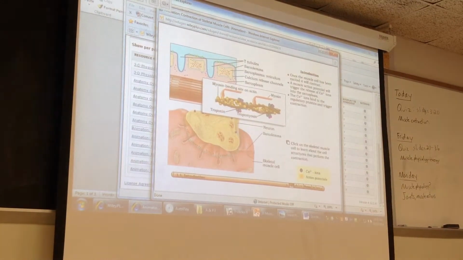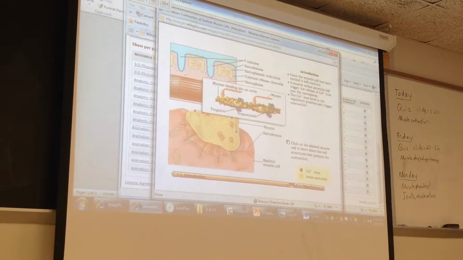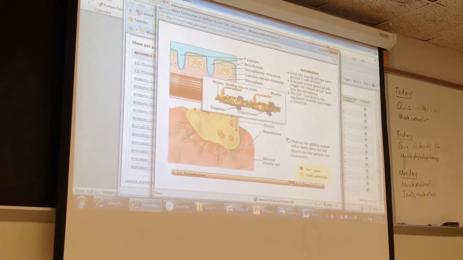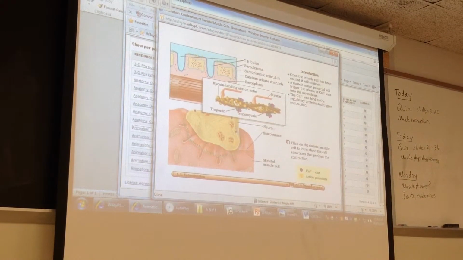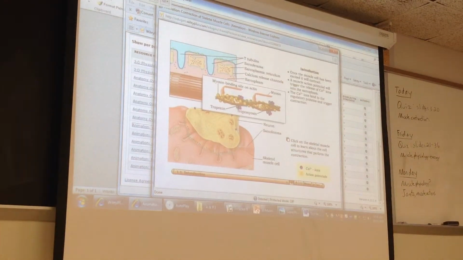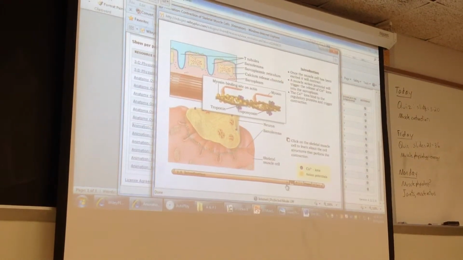So quick overview, we're going to get the details of that a little bit later. Again, what were the two things needed for muscle contraction? ATP and calcium. If those two are present, we get a muscle contraction, or at least we get force generation at our muscle.